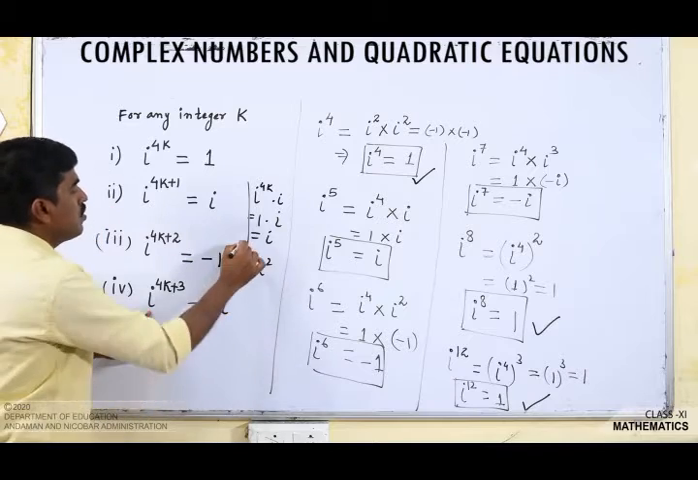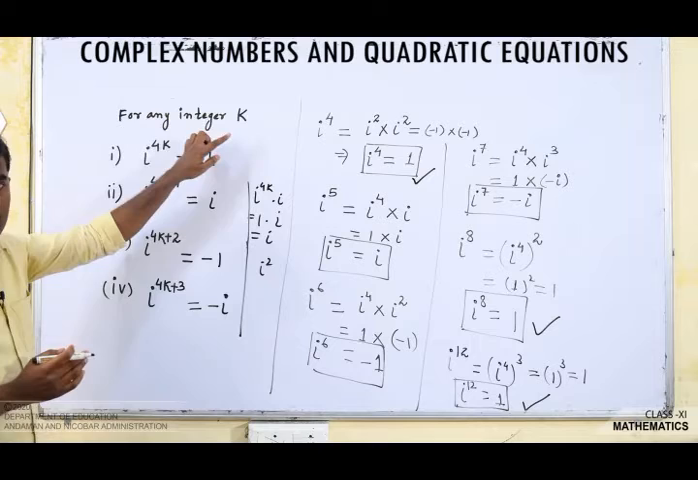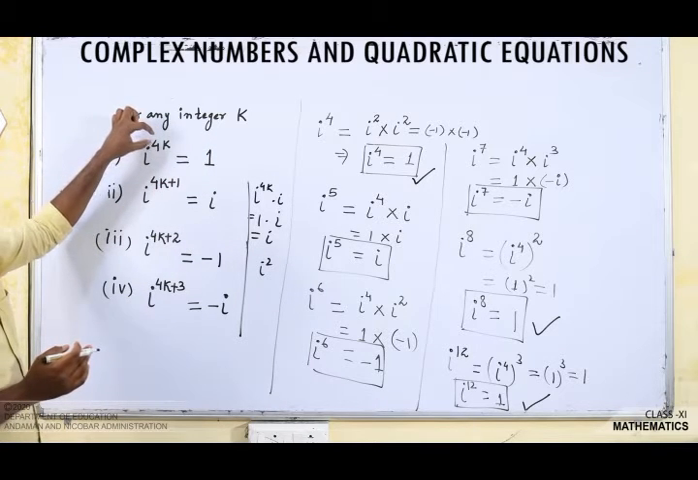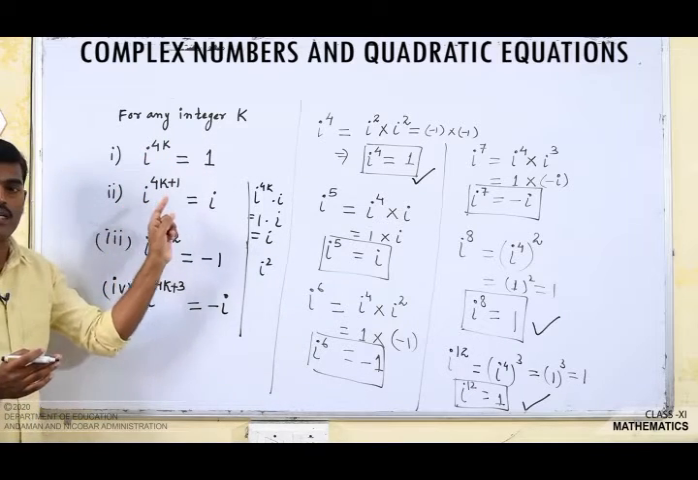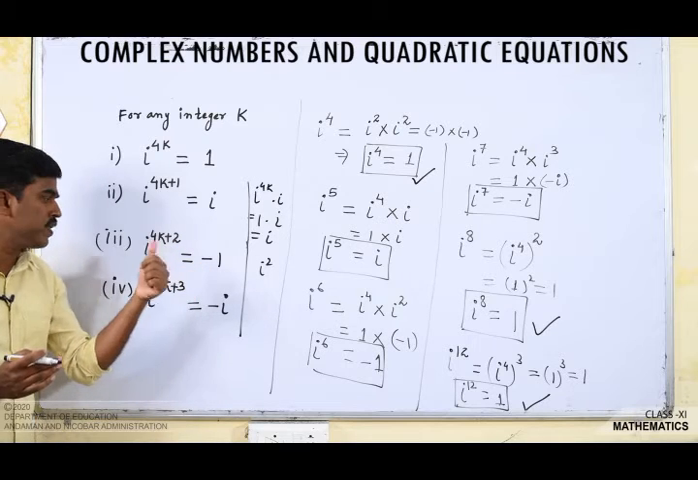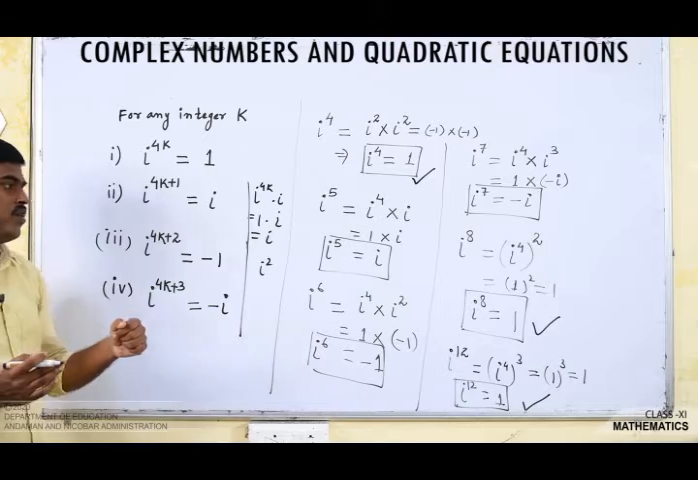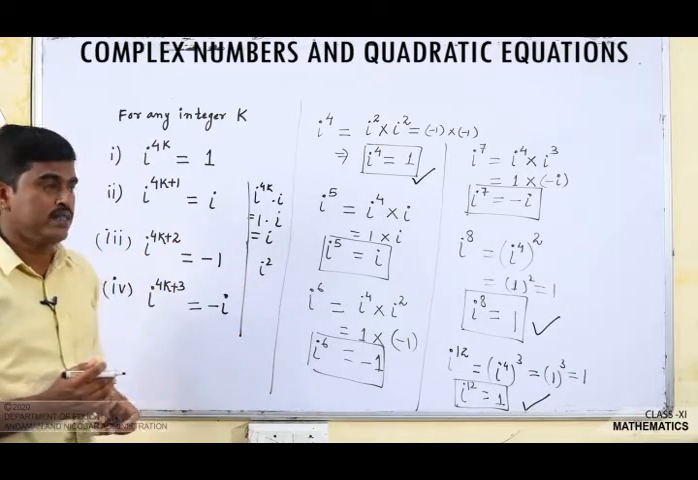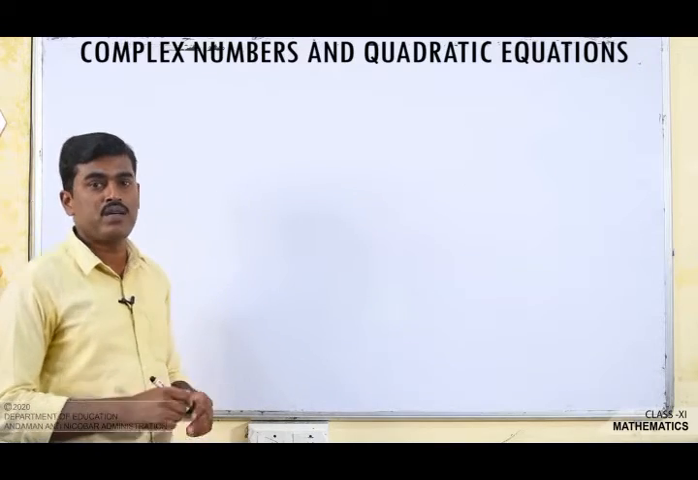So these results you have to remember once again. For any integer k, i power 4k, that means i power a multiple of 4, is equal to 1, and i power 4k plus 1 is equal to i, i power 4k plus 2 is equal to minus 1, and i power 4k plus 3 is equal to minus i. So using these results we can find any powers of i. Next we will discuss what is meant by the modulus of a complex number.